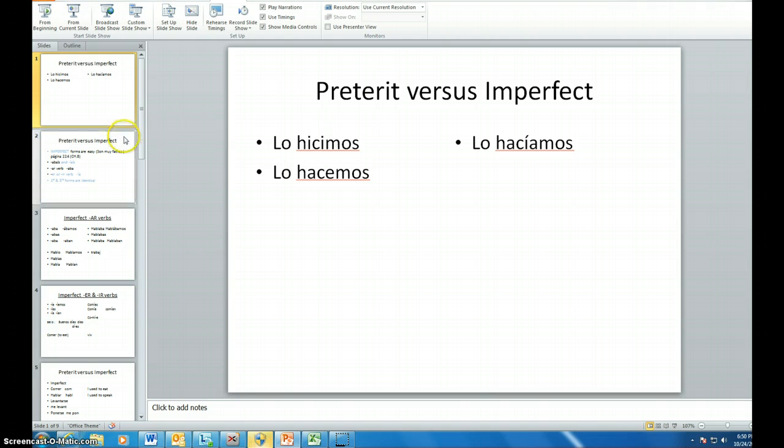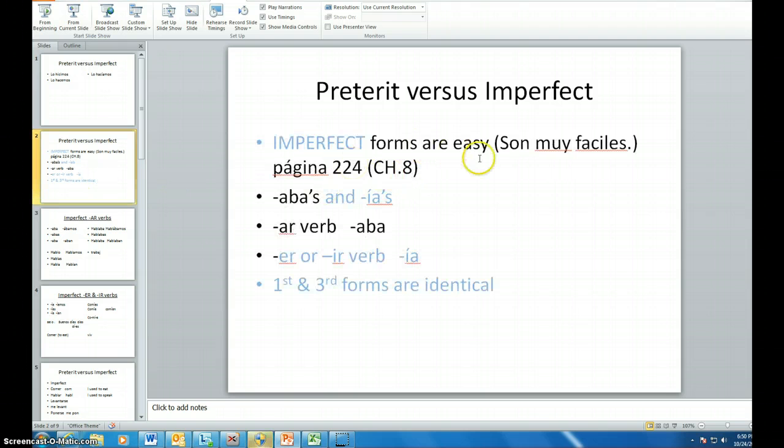We did it. I want to look with you right now at the forms of the imperfect tense. They're extremely easy, you guys. I can teach them to you in about 5 minutes. Son muy fáciles. They're all on página 224 del capítulo 8. Basically, all imperfect tense is abas and ías. Say it with me. Abas and ías.